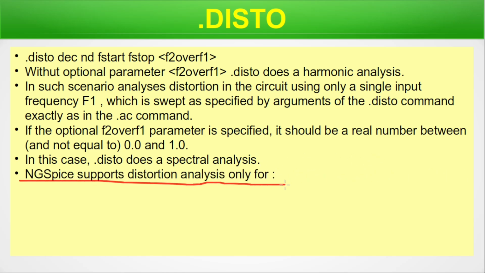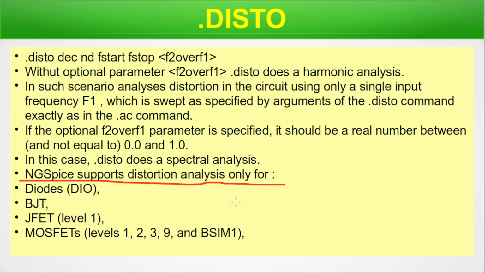ngSpice supports distortion analysis only for diodes, BJT, JFET, MOSFETs, and we have the corresponding levels here, and MESFET. So ngSpice has this capability, but it can perform the distortion analysis over a limited number of elements, and these elements are listed here. So we are done talking about the distortion analysis. Now let's move on to the next slide.